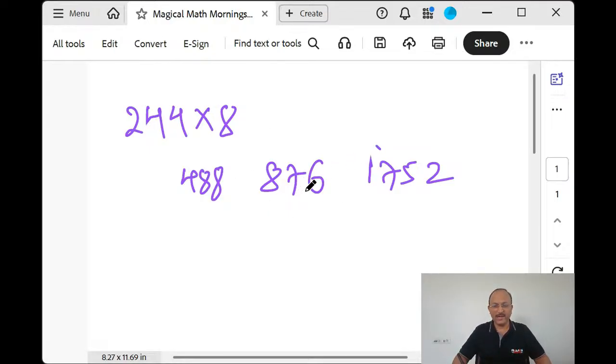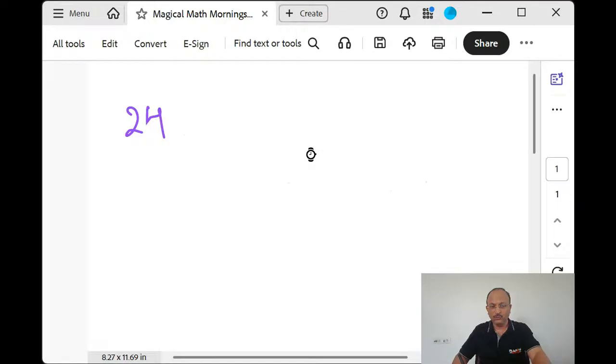Yes. Shall we practice some numbers? Let's start from some simple numbers. And for this to become a habit, we should always practice it in terms of doubling.